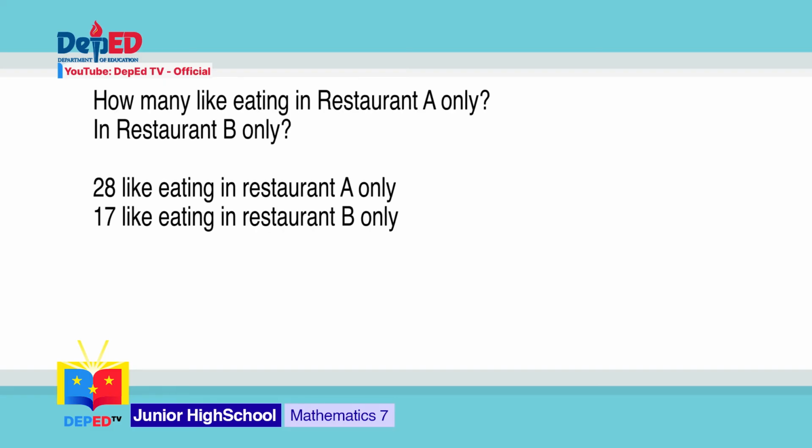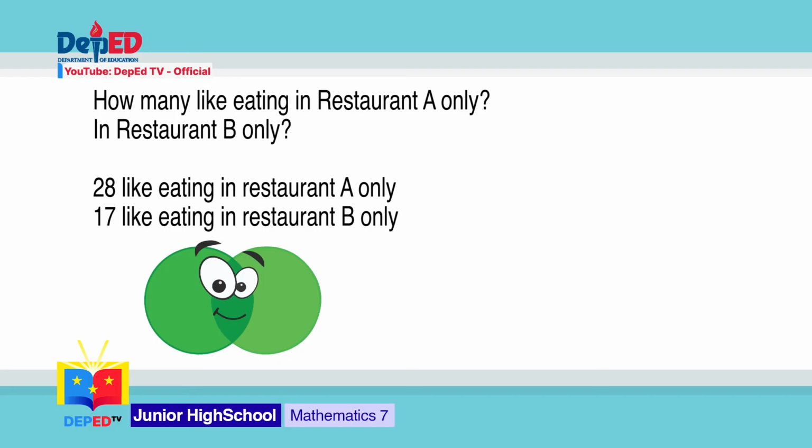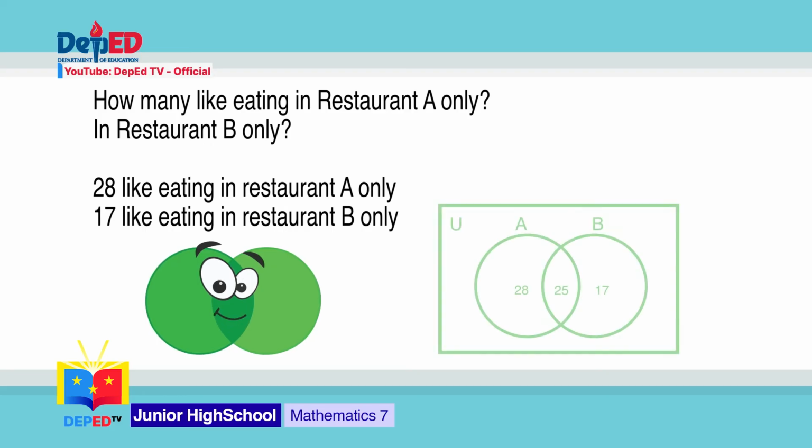Perfect! 28 of the 70 residents in Barangay General P. Santos like eating in Restaurant A only, while 17 out of 70 like eating in Restaurant B only. Again, let us call on Ben to see how our Venn diagram should look like.